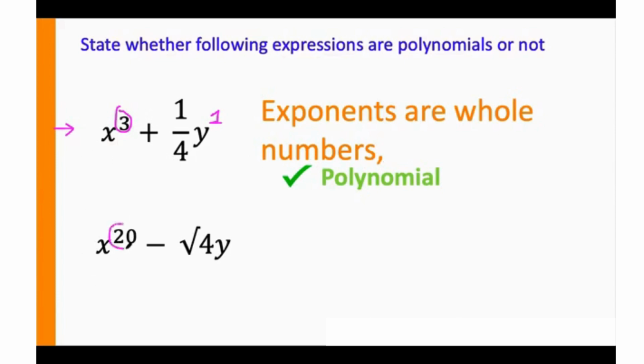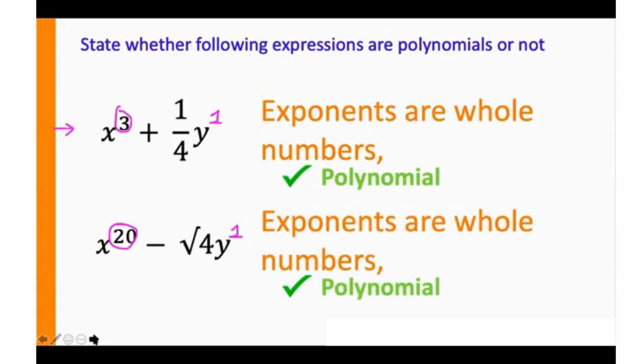Here, both the powers are positive whole numbers, and therefore this expression is a polynomial. Here you can see it is positive 20, and again y is 1. So again, both of them are whole number exponents, and so this expression is also a polynomial. Again, root 4 here is a coefficient, not the power of y, and therefore it's okay to have root 4 in the coefficient.